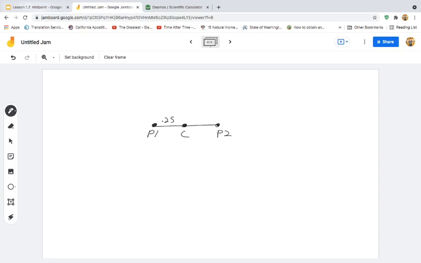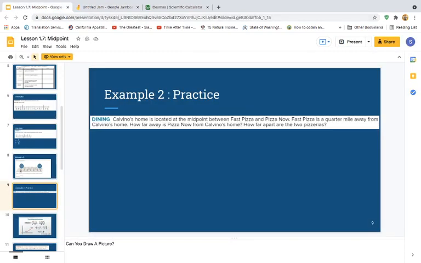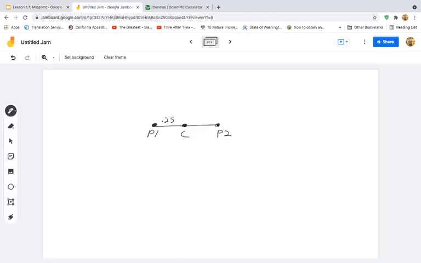Then it says, how far away is Pizza Place 2 from his home? Well, again, we know that C is the midpoint, right? C is the midpoint. Meaning, if this is directly in the middle between P1 and P2, that means they're going to have the same distances, right? So if P1 is a quarter mile from his house, that means Pizza Place 2 is also a quarter mile from his house because he's in the halfway point. So the distance here is also going to be 0.25 miles or a quarter mile away.